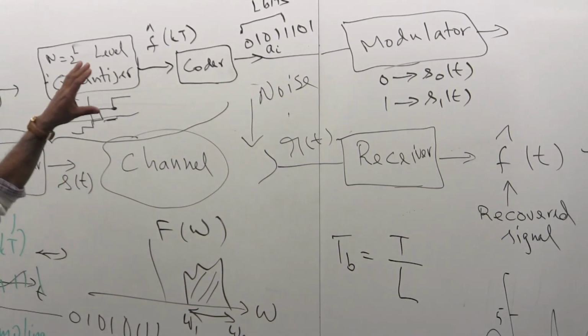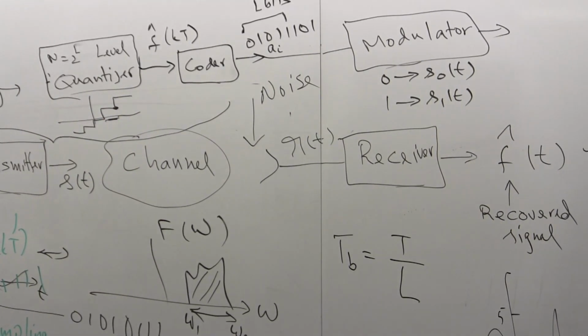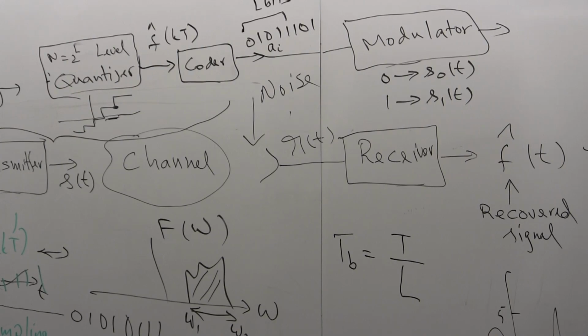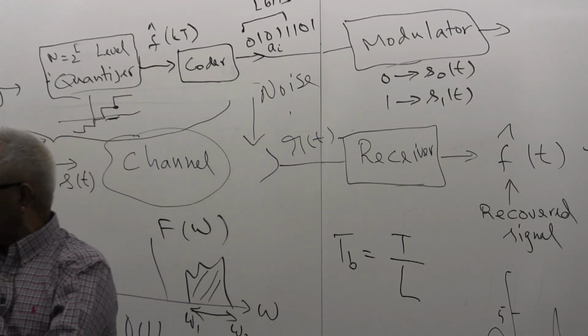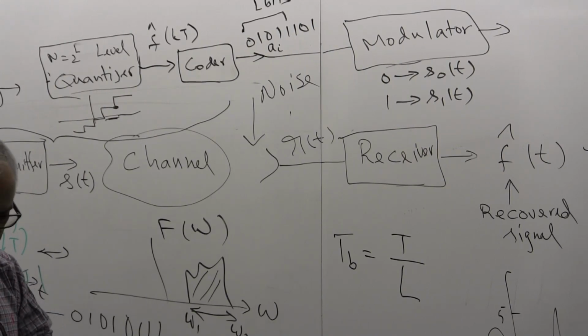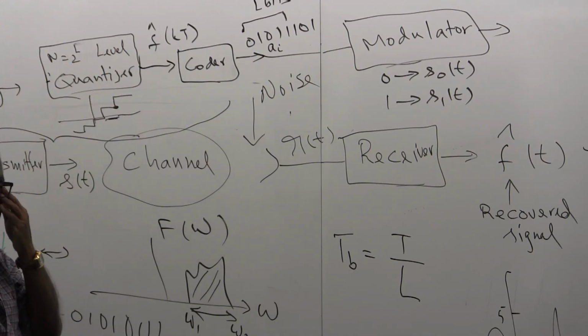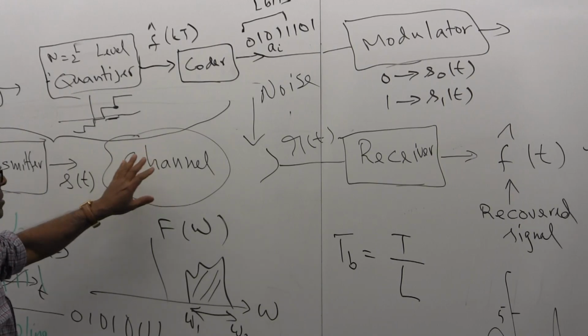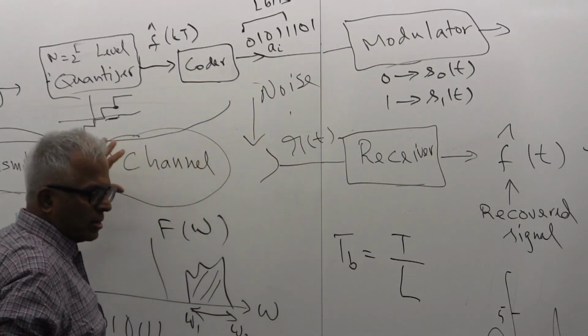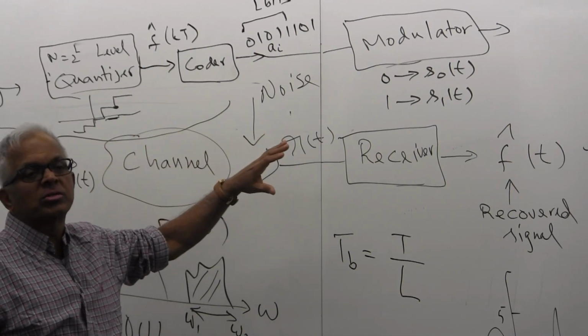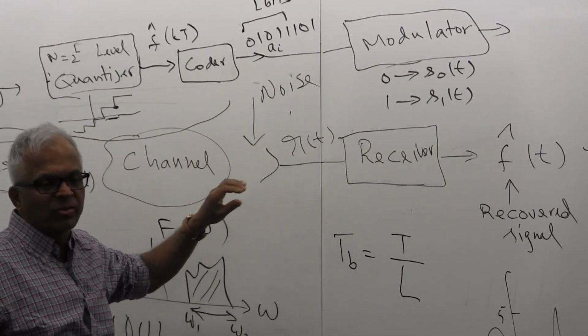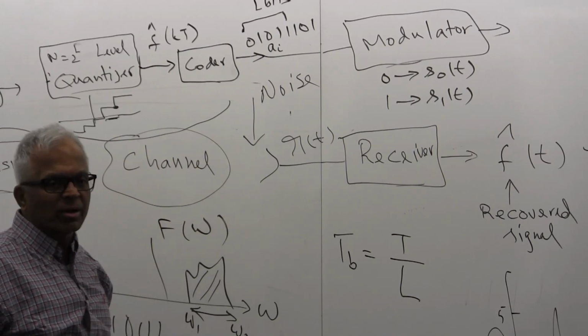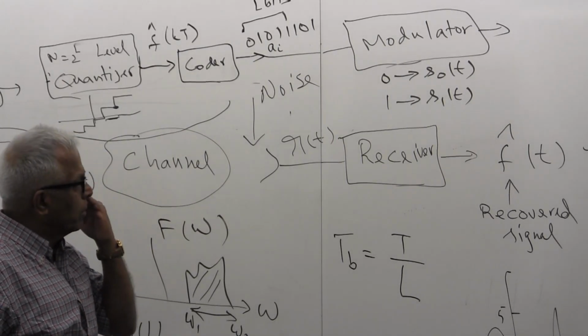All these blocks we will study after the Fourier transform. The transmitter consists of a sampler, quantizer, coder, and a modulator. The modulator could be amplitude modulation or phase modulation, etc. Each of these blocks we will go through. The idea of the modulator is to make the signal pass through the channel, whether fiber or free space. Depending on that, the modulator will be designed appropriately.